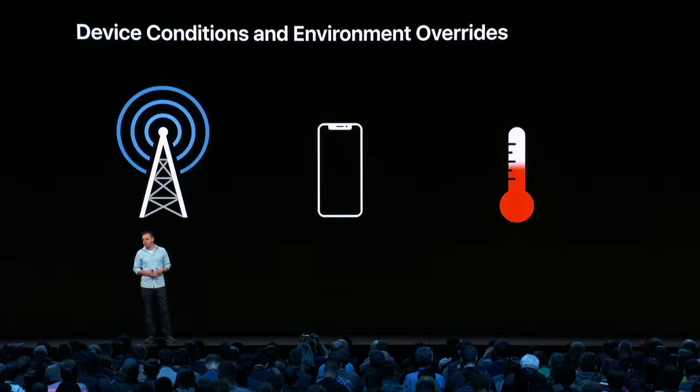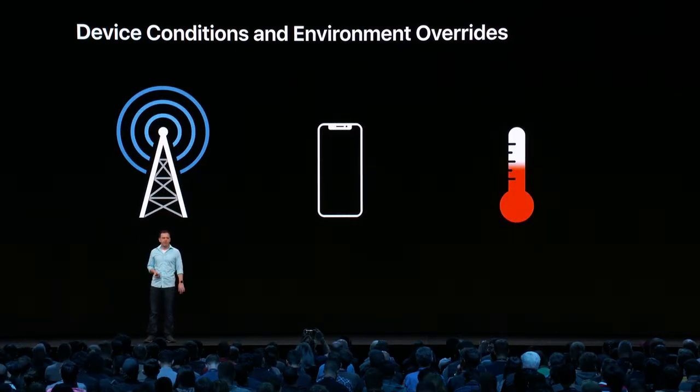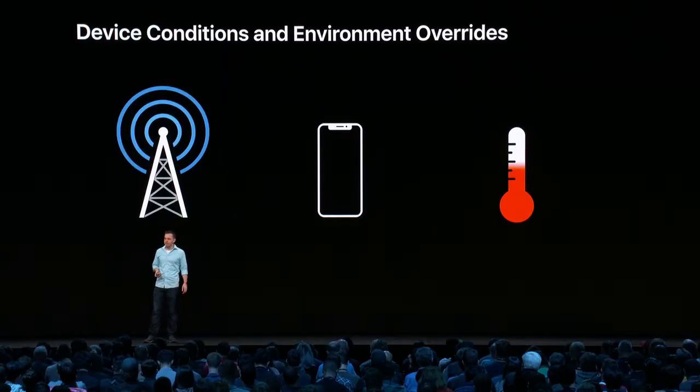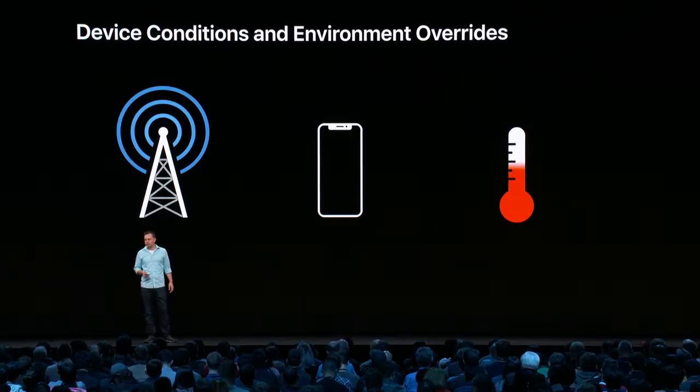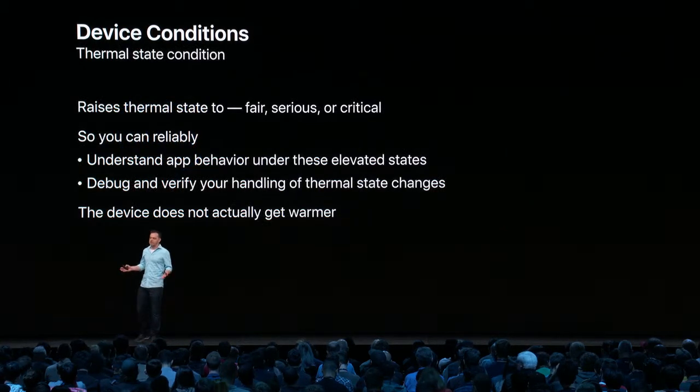Or when devices out in the real world are under thermal pressure and need to regulate resources available to your app in order to help cool down the device. You need to understand how your app behaves in these types of thermal conditions. And for apps that make heavy use of resources, you may be proactively responding to thermal state changes by reducing resource usage when the device is under thermal pressure. But how do you reliably put the device into an elevated thermal state in order to debug and verify your logic? And this is where device conditions come in.